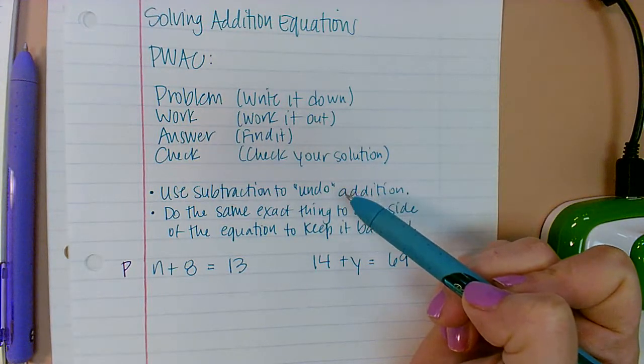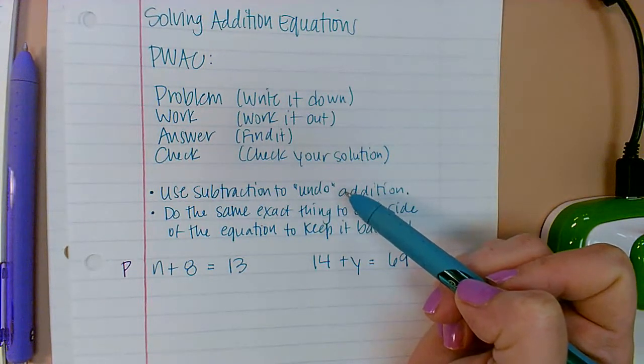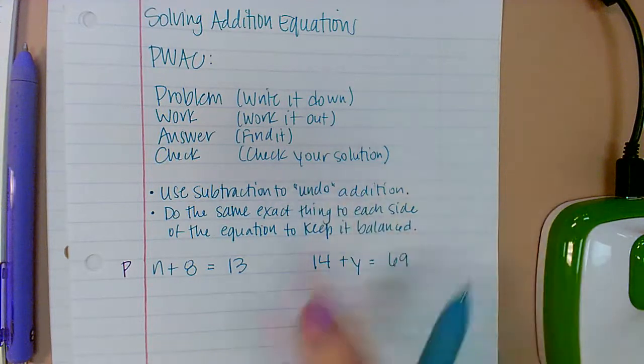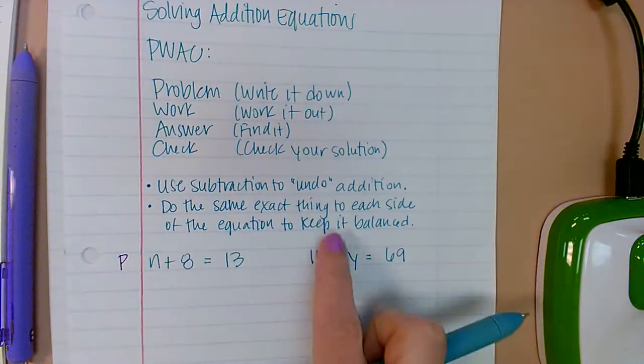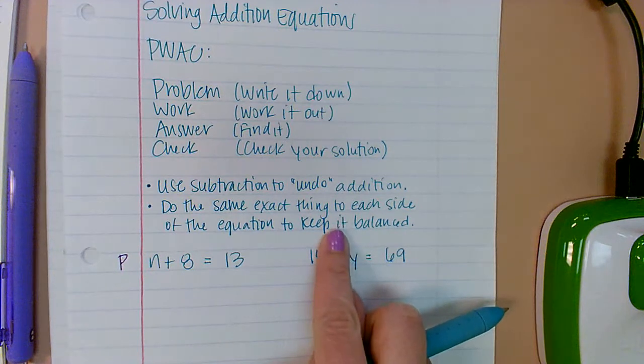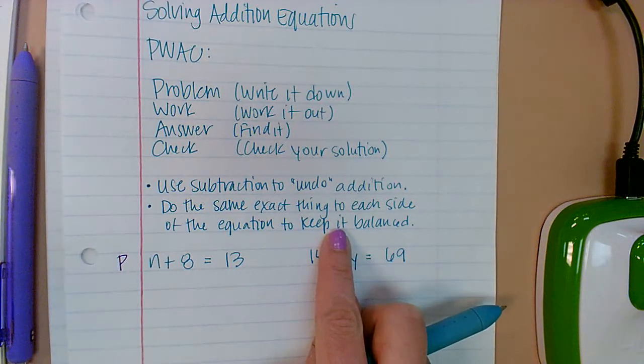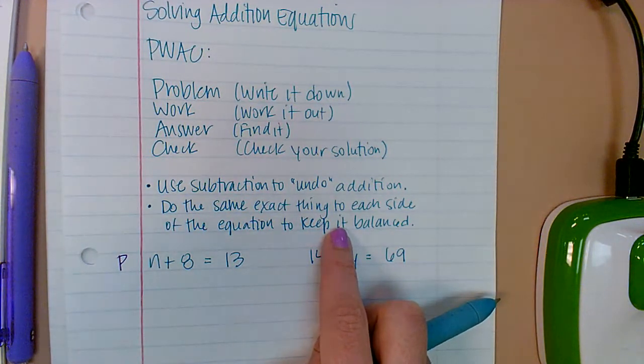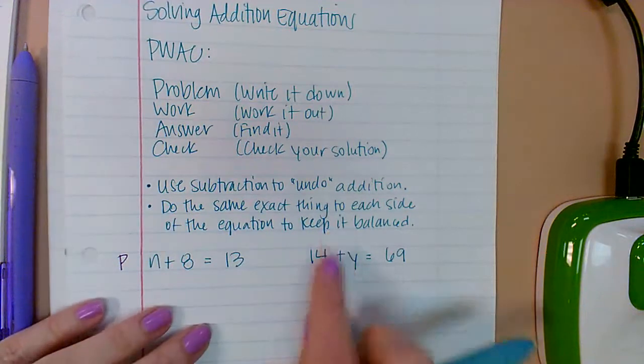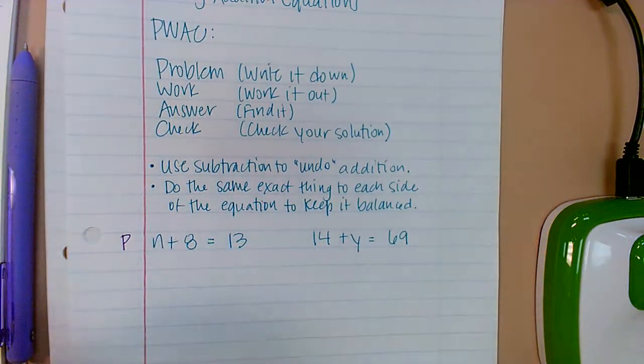When we are solving these addition equations, we're going to be using subtraction, and you're going to do the same exact thing to each side of the equation to keep it balanced. Now, remember the sock picture from today's lesson. We want to keep everything balanced. We don't want anything to get out of whack. So let's go ahead and get started.